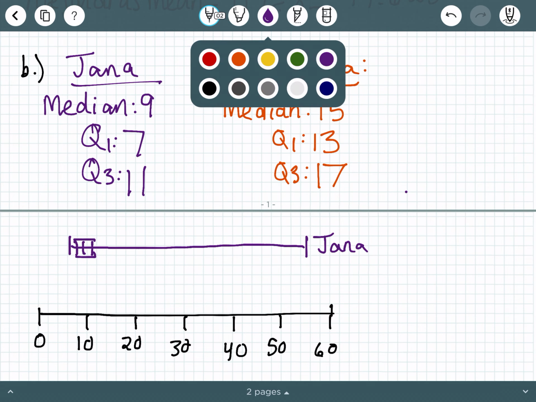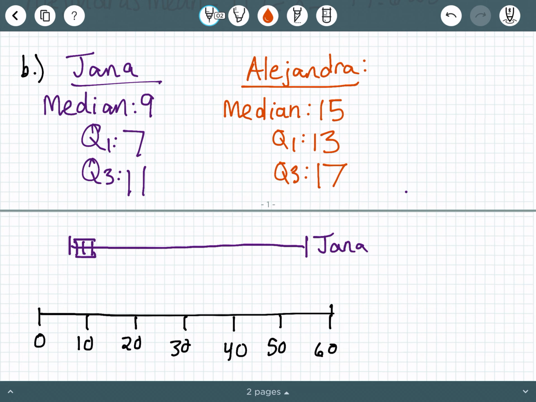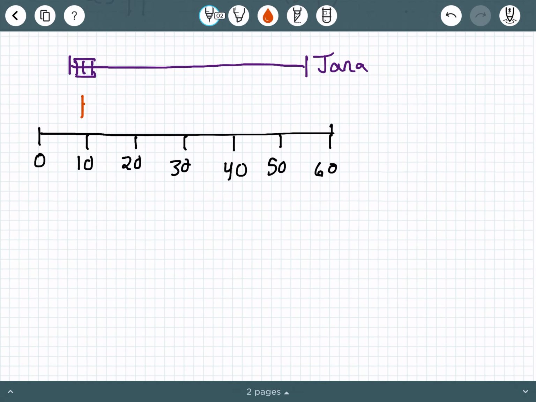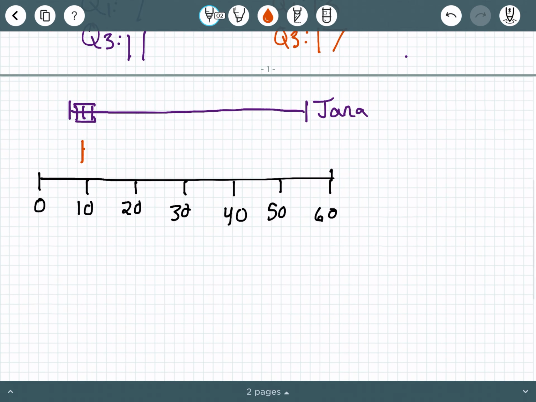And then Alejandra's will do in orange. So Alejandra's lowest score in points was a 9. The highest was 18. So hers is going to range, it's going to go right below 10, so 9, all the way up to her highest score of 18. So it's going to be not quite to 20.